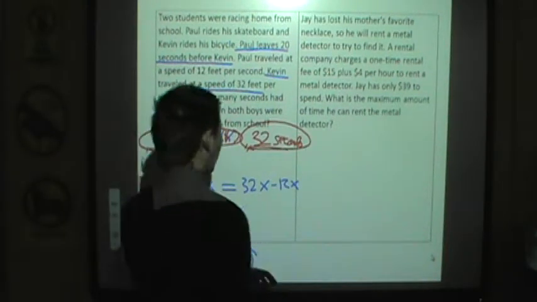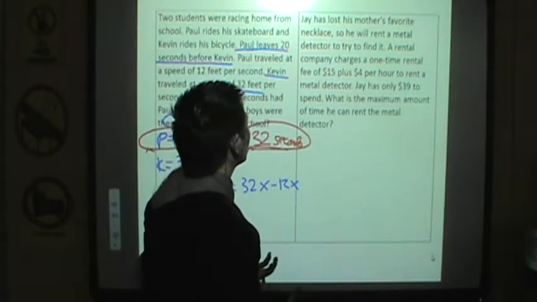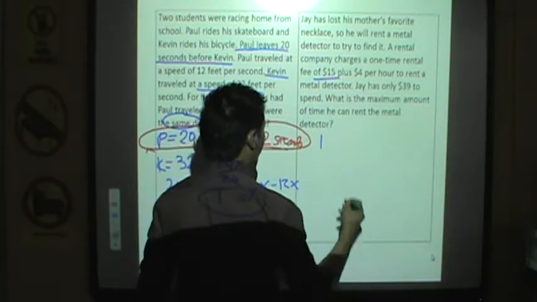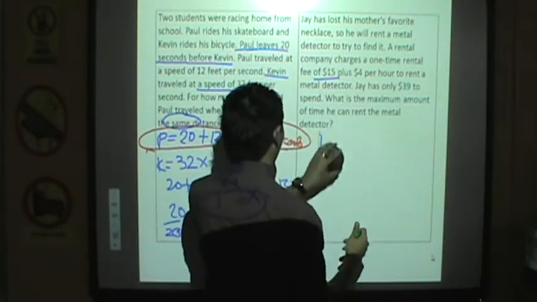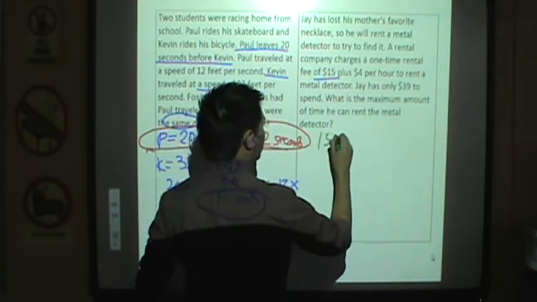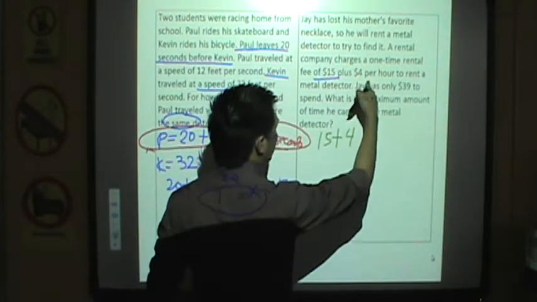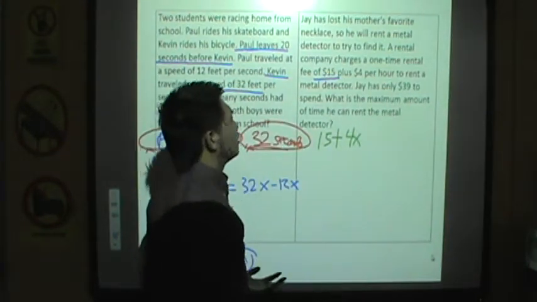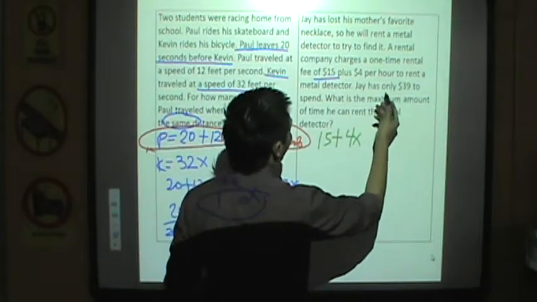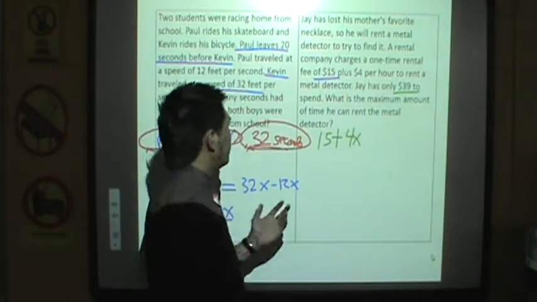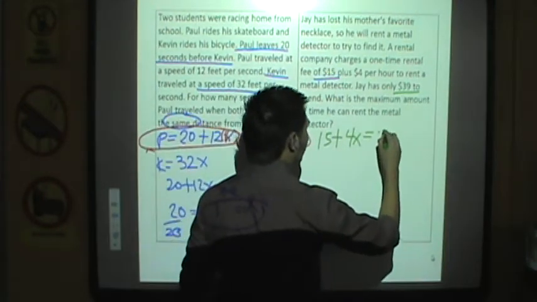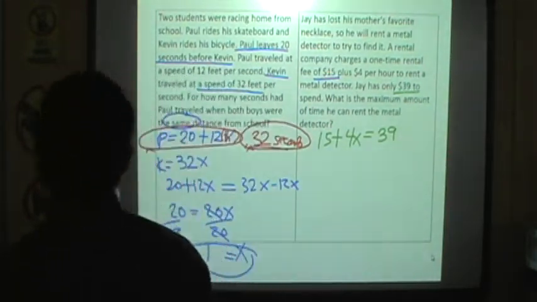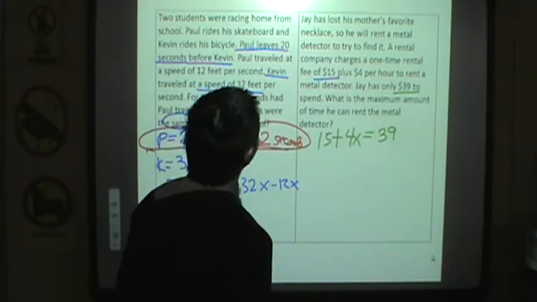Okay, here according to the problem, Jay has to pay $15 plus $4 per hour. But the problem is, Jay has only $39. He has only $39, so we'll see how many hours he can use the metal detector.